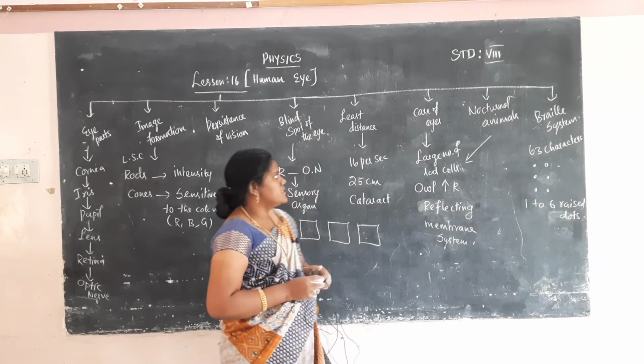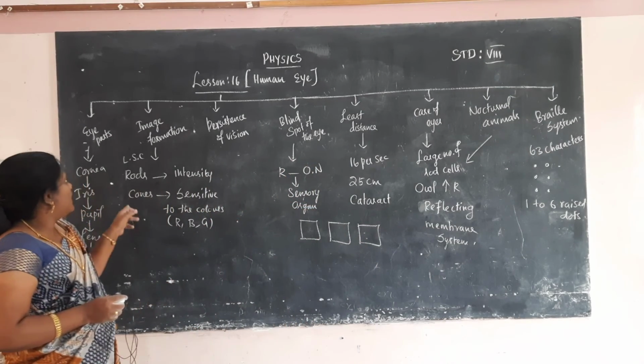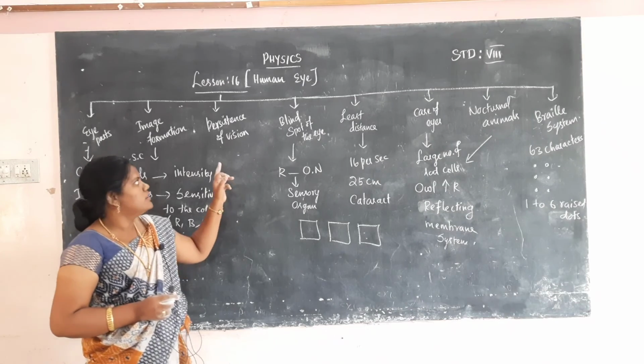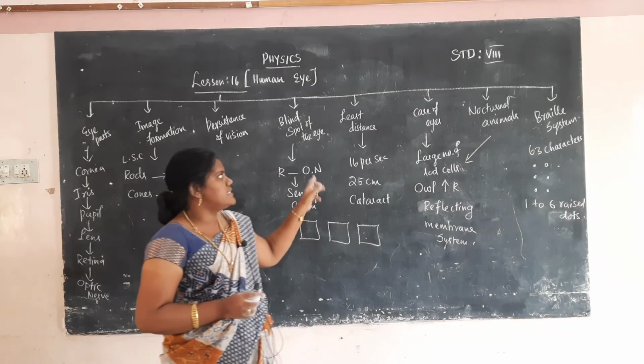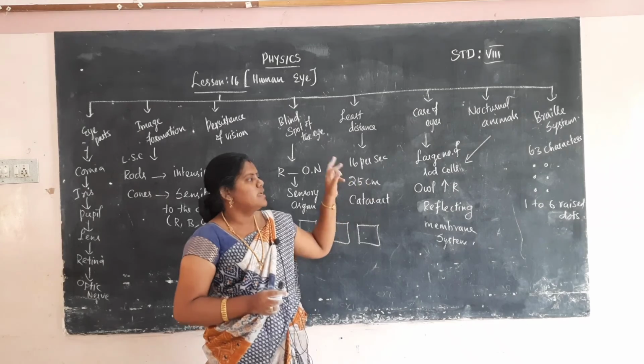Okay. So these are today's topics: eye parts, image formation, persistence of vision, blind spot of the eye, least distance, care of eyes, nocturnal animals, and the Braille system.